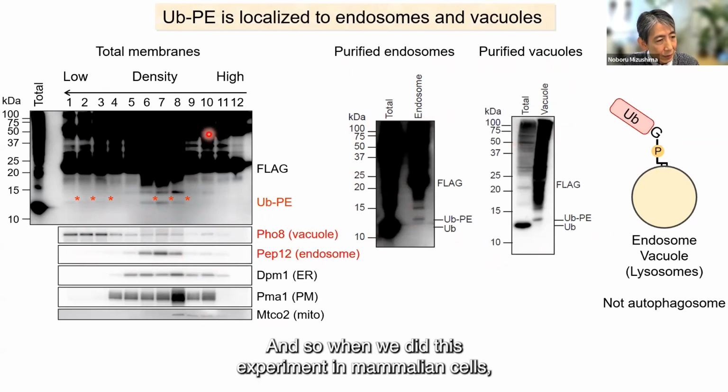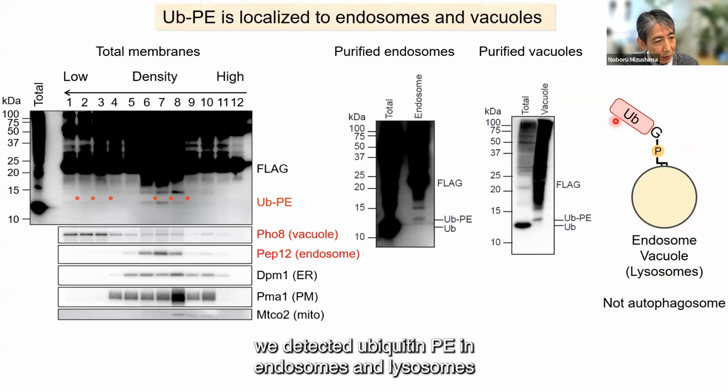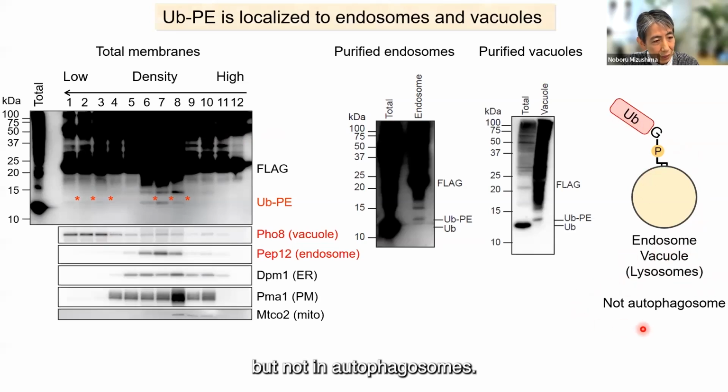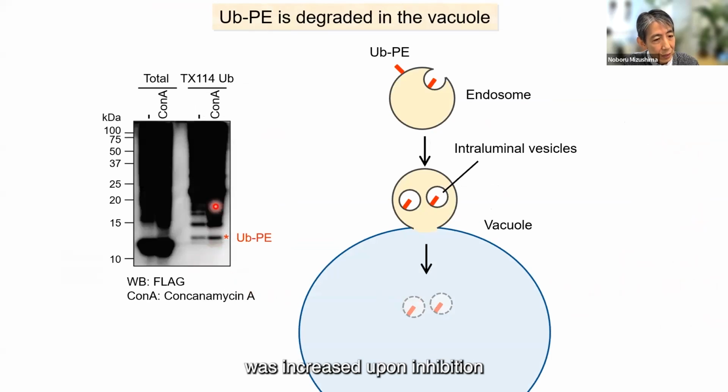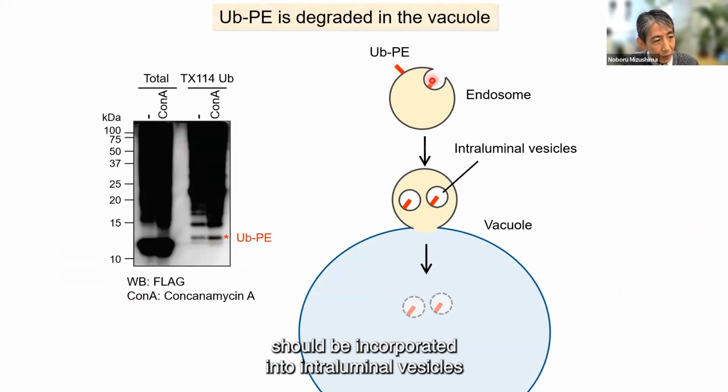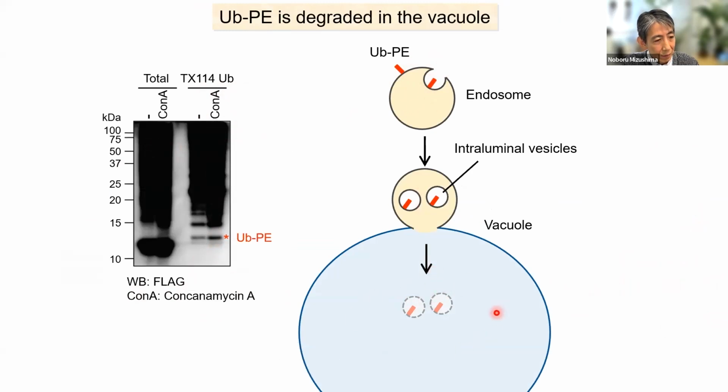So when we did this experiment in mammalian cells, we detected ubiquitin PE in endosomes and lysosomes, but not in autophagosomes. And consistent with this result, the level of ubiquitin PE was increased upon inhibition of vacuolar degradation with concanamycin A. So this data suggests ubiquitin PE should be incorporated into intraluminal vesicles and degraded inside the vacuole.